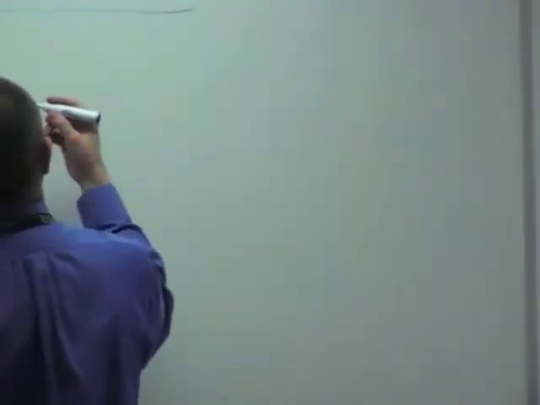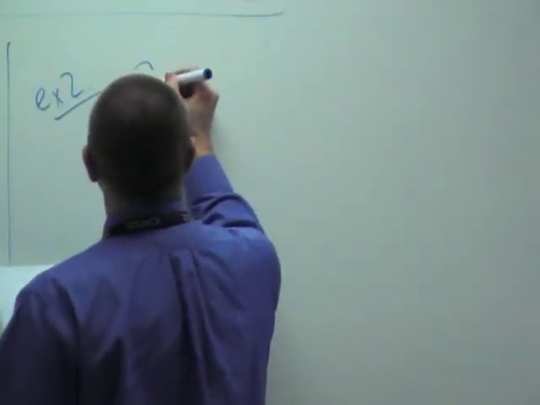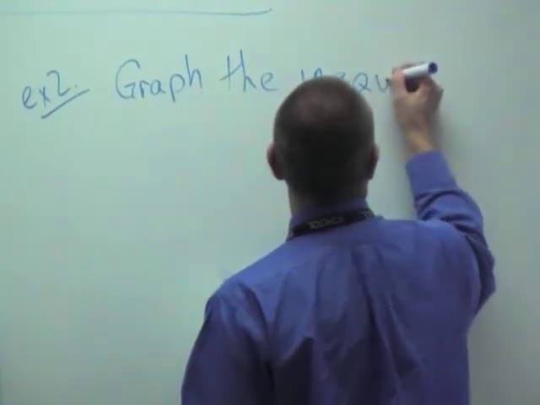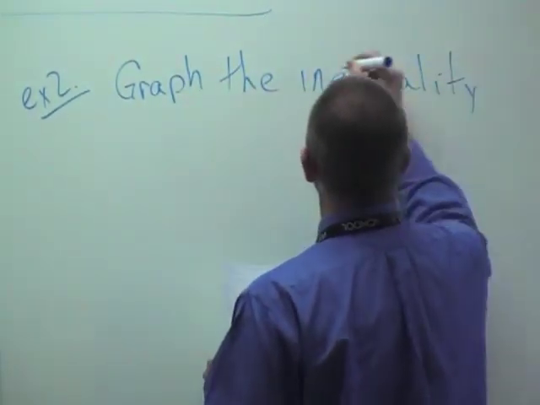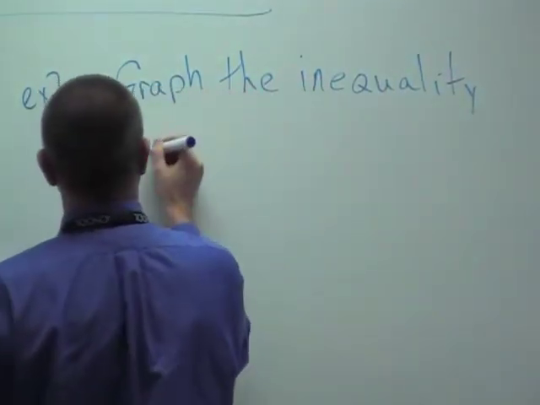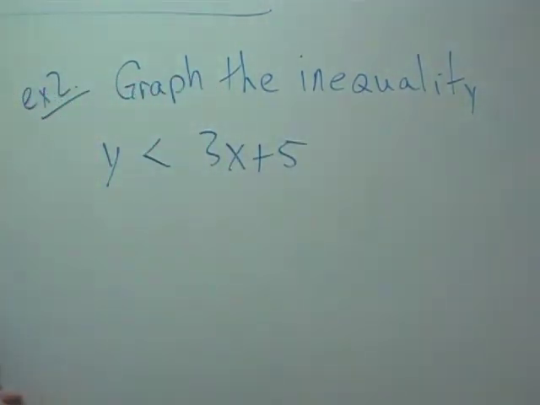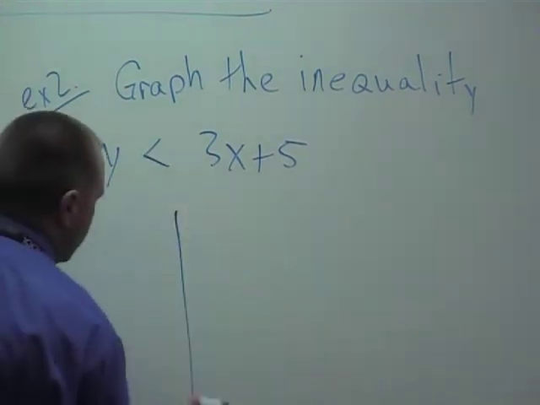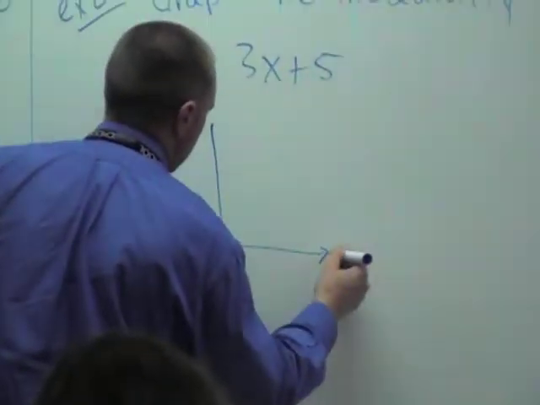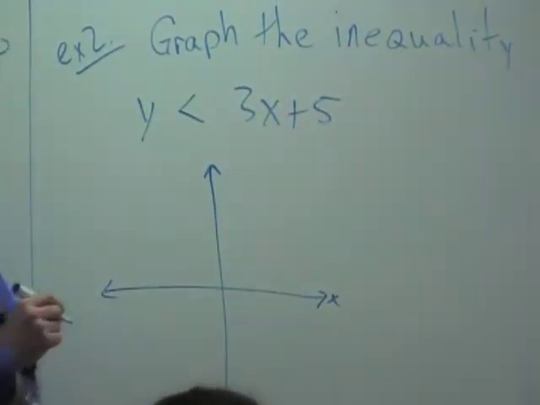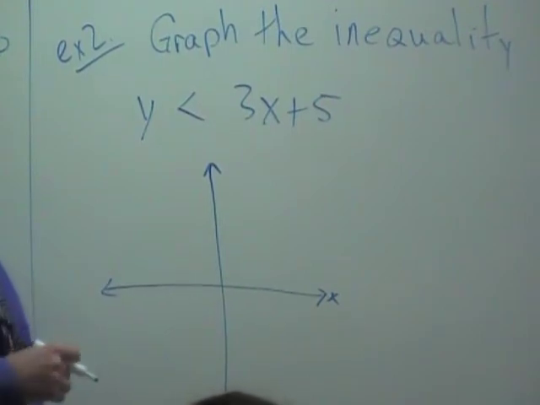Example 2. Graph the inequality y is less than 3x plus 5. Everybody graph y equals 3x plus 5. Before you do this, you can go ahead and copy this down, but tell me how to graph this in general. How to graph y equals 3x plus 5.